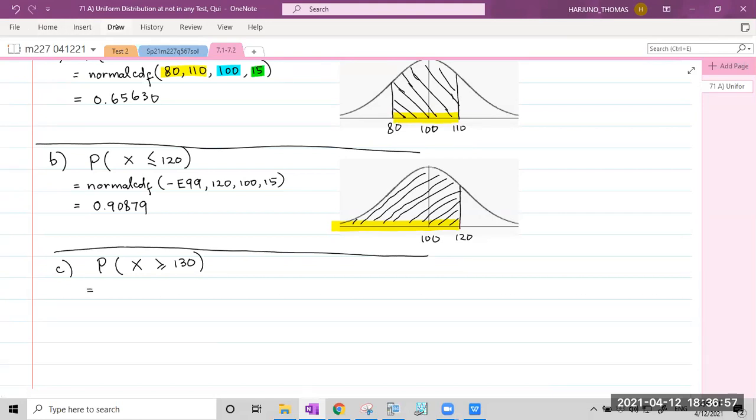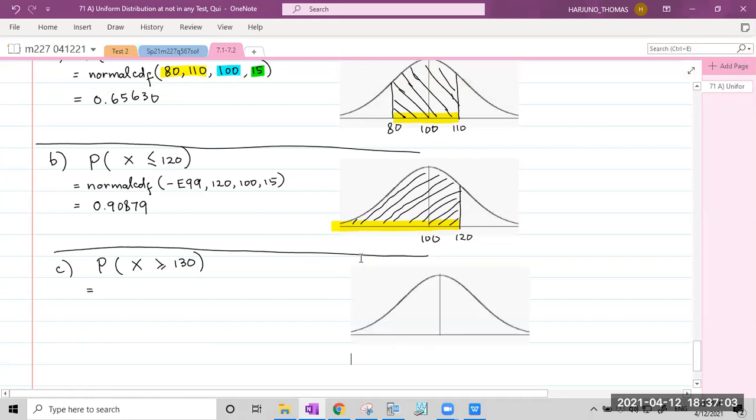Let's sketch the graph first. Eventually, after you get used to it, you don't need to sketch the graph anymore. But at the beginning, it may be useful to help you visualize that it's to the right of 130. So the lower bound is 130. The upper bound is infinity.